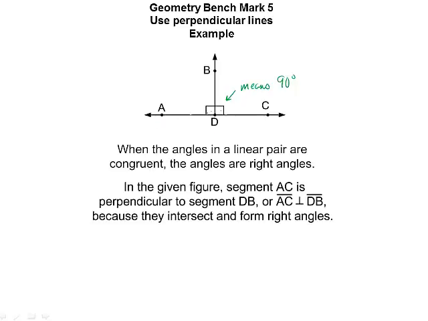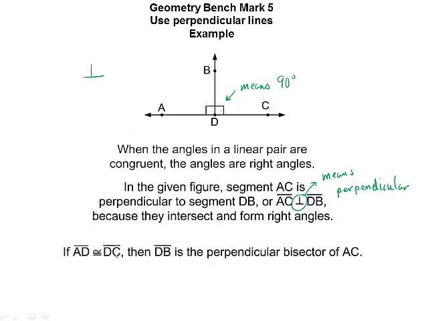So AC is perpendicular to BD. This symbol right here means perpendicular. Kind of like an upside down capital T, but it's actually two perpendicular lines. So you don't ever have to write out the word perpendicular. You can just make that symbol, and every person that knows math will know what you're talking about.